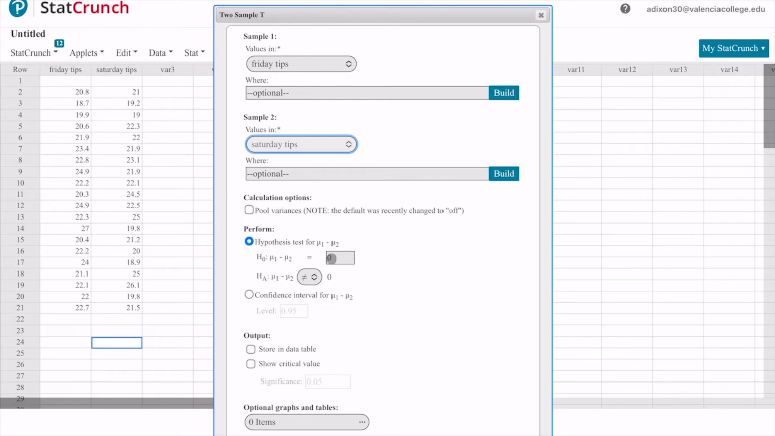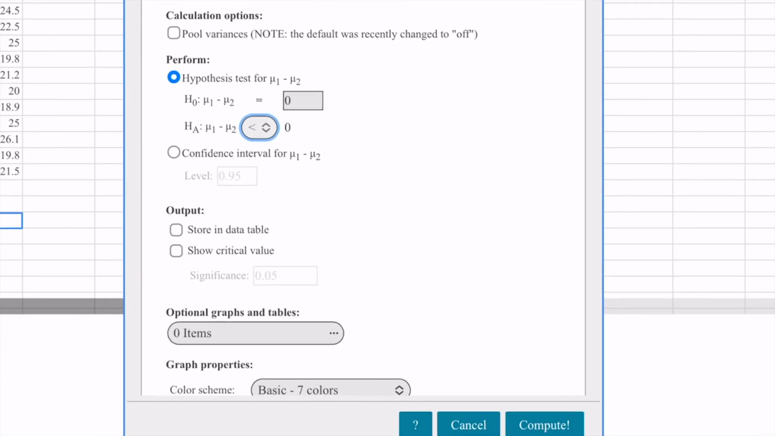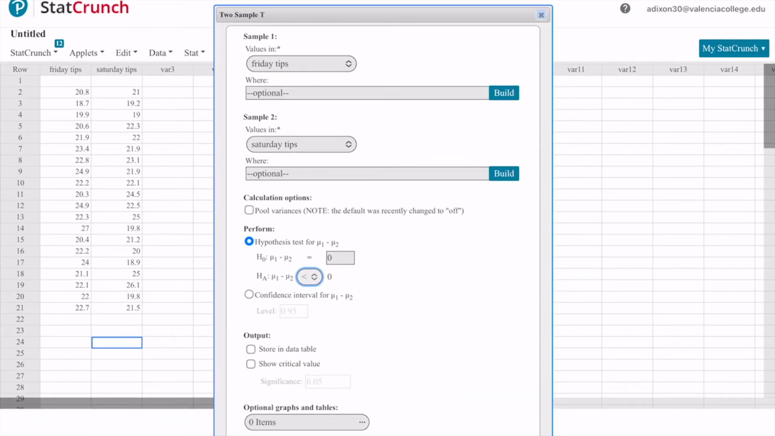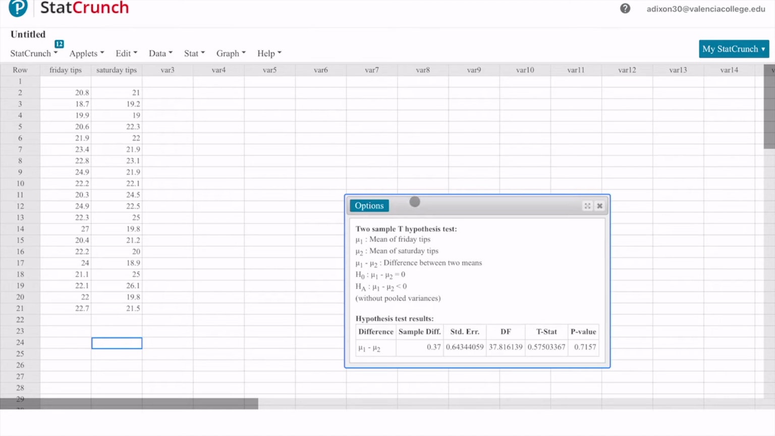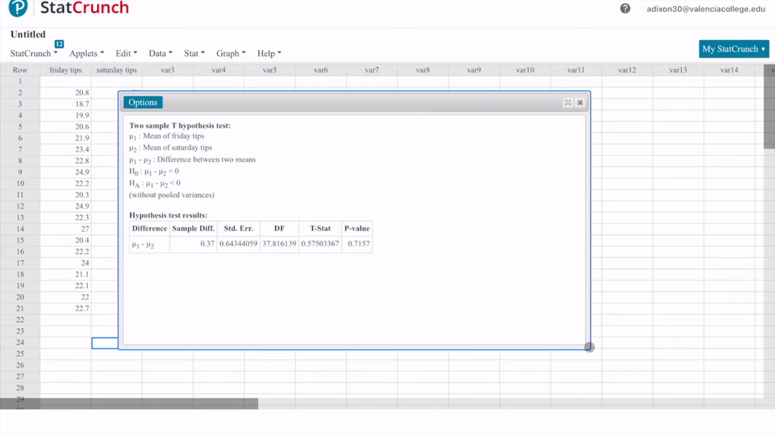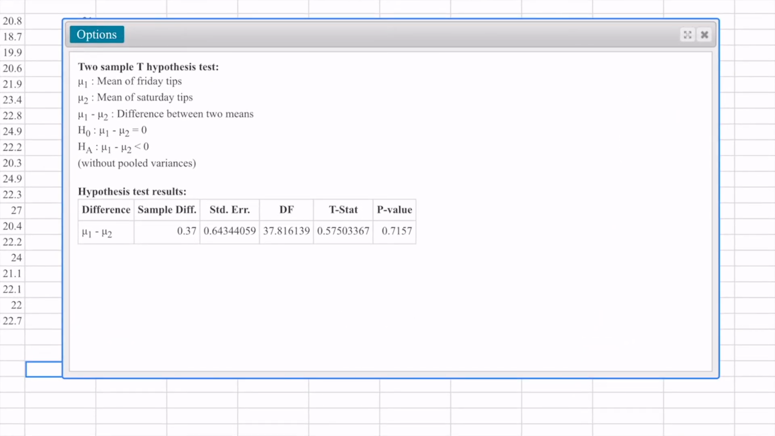We're doing mu1 minus mu2 equals 0. And then remember, we're testing if the Friday tips, which is group 1, minus the Saturday tips, we're trying to see if Saturday tips are more. So that means that this difference, the way that we define it, has to be negative, less than 0. All right. Now we go down to compute. And there we go. There's all of our information for our hypothesis test.